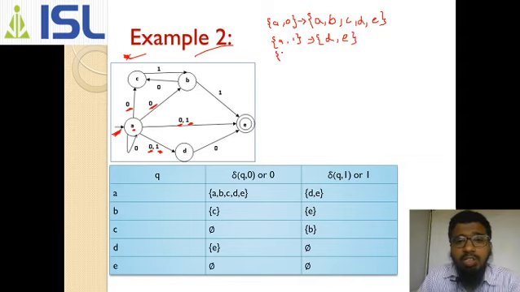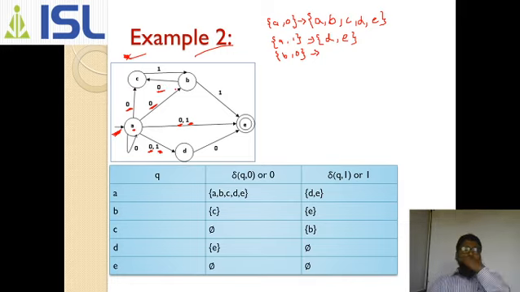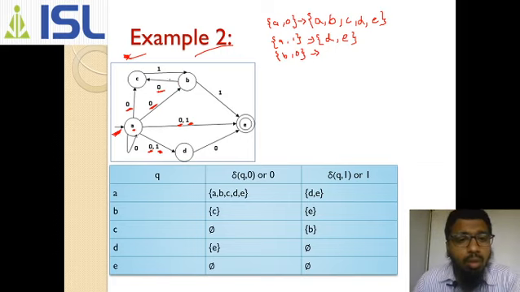Now the next one is B comma 0. Let's see. From B, is there any going? Here it is going only one. From B to C, only C. Now the next one is B comma 1. Is there any possibility for B comma 1? Only one is there, that is E. B comma 1 is E.